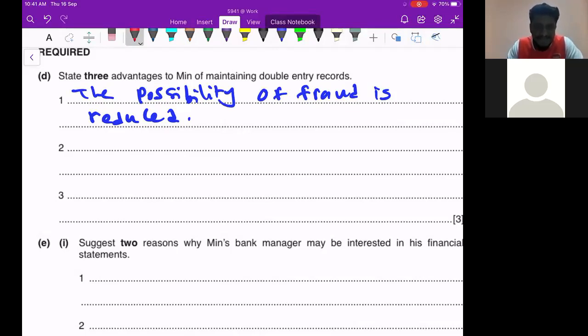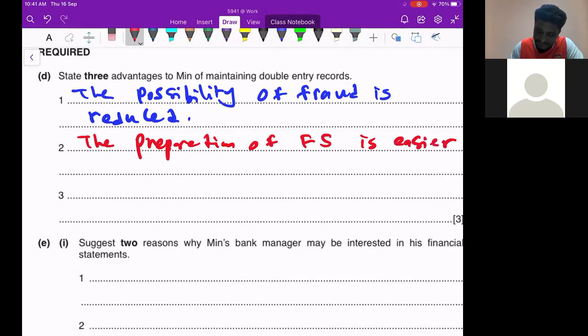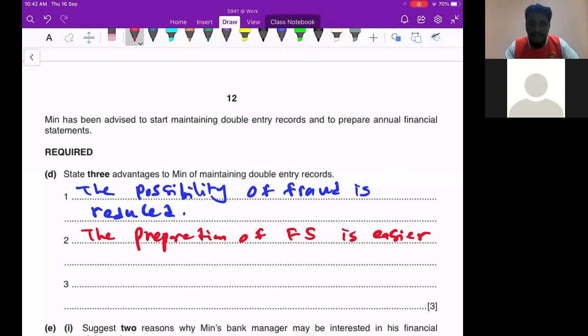Apart from that, the preparation of financial statements is easier. Reduced errors is not really a good answer, because you did not even prepare the accounts. You didn't do the accounts, which means there's no chance for an error to happen. You understand now?